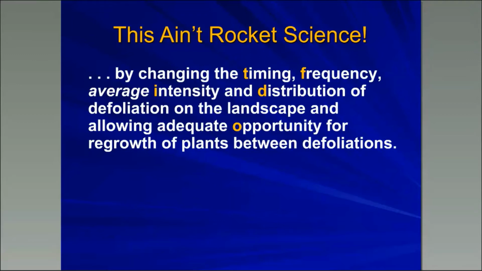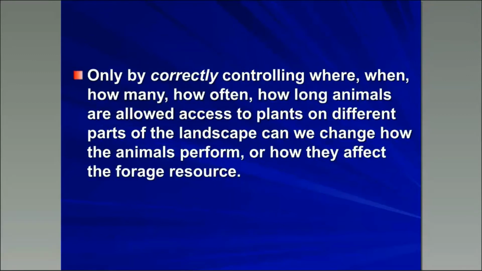If all we're doing is moderately stocking and hoping for the best and letting animals go wherever they want to, about the only thing we can affect is the average intensity of defoliation, right? So what do we do to get where we want to go? We have to manage when, where, how many, how often, and how long those animals are allowed on any particular part of the landscape. In that way, we can change how the animals perform and how they affect the resource that they're on.